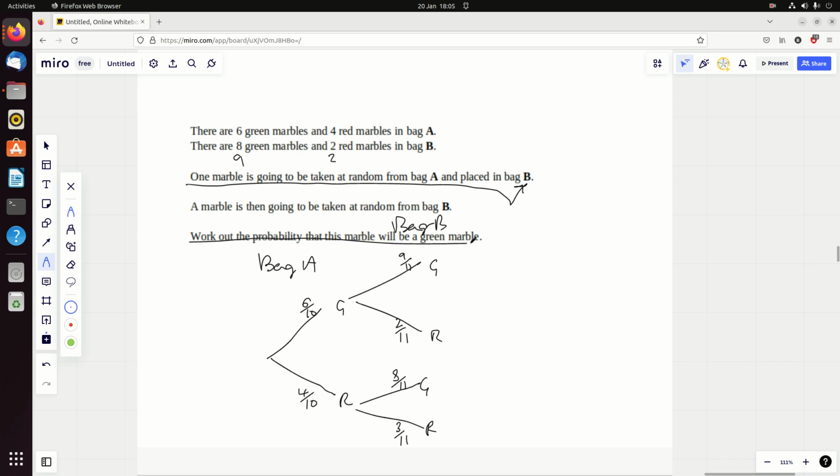Because work out the probability that the marble will be green. Well, this is a second marble. A marble is then going to be taken at random from bag B. Work out the probability that this marble is green. Well, that's this and this branches. Those branches are where the second marble is green. So we need to do 6/10 times 9/11ths plus 4/10 times 8/11ths. And that's the probability of getting a green marble second. And that's 54 over 110 plus 32 over 110. That's 86 over 110.